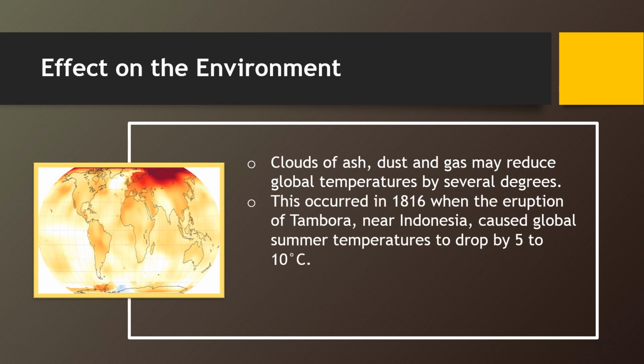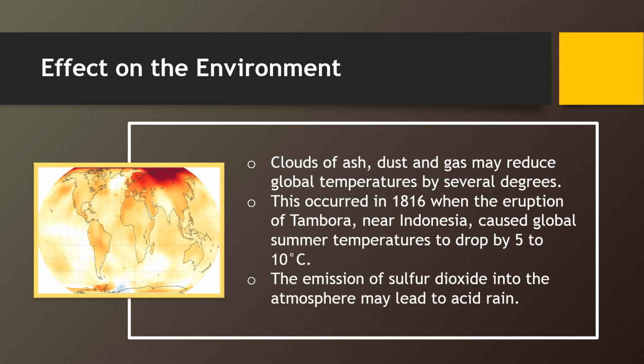This occurred in 1816 when the eruption of Tambora near Indonesia caused global summer temperature to drop by 5 to 10 degrees Celsius. So this also happened when Mount Pinatubo in the Philippines erupted in 1991. It also affected the global temperature. The emission of sulfur dioxide into the atmosphere may lead to acid rain.